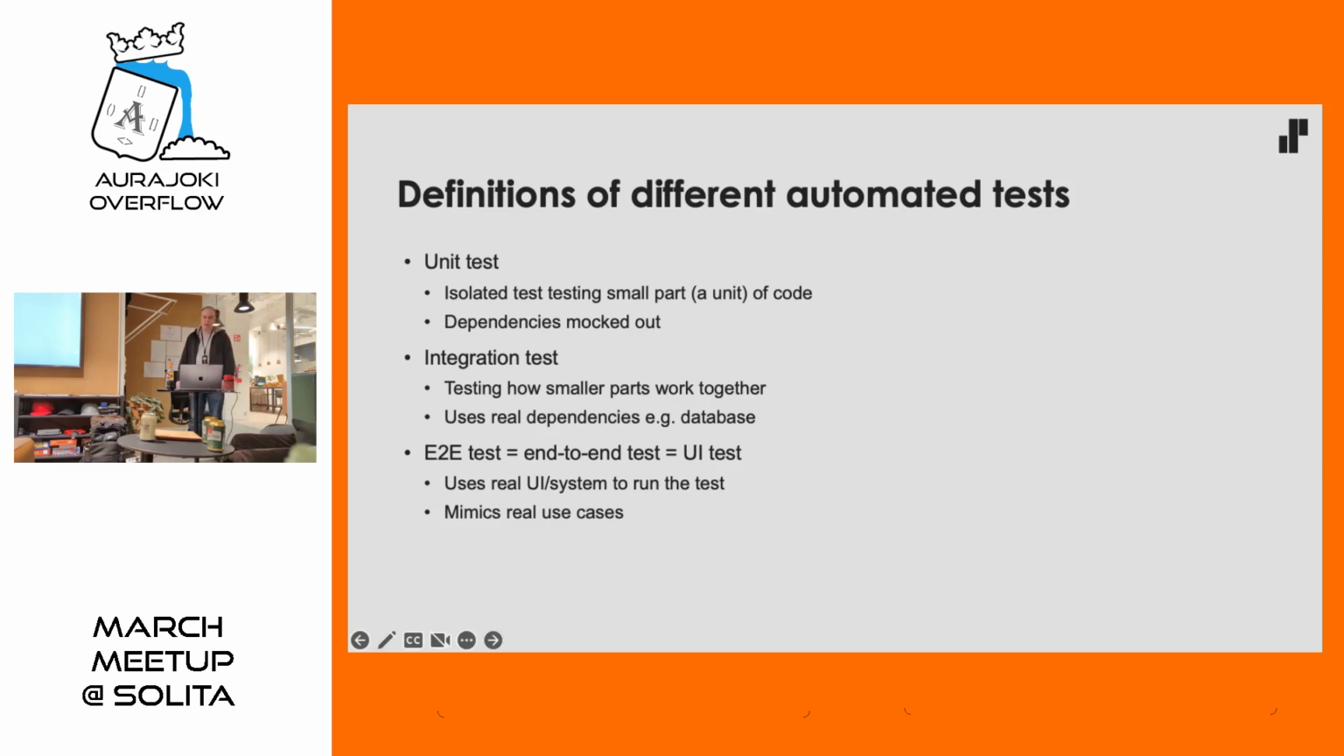And then end-to-end tests or UI tests use the real system. There is a system running somewhere and you are running the tests against the real system. Those usually mimic real use cases, like logging into the system, putting some item into the basket and buying it, so complete workflows instead of just some small part of logic.